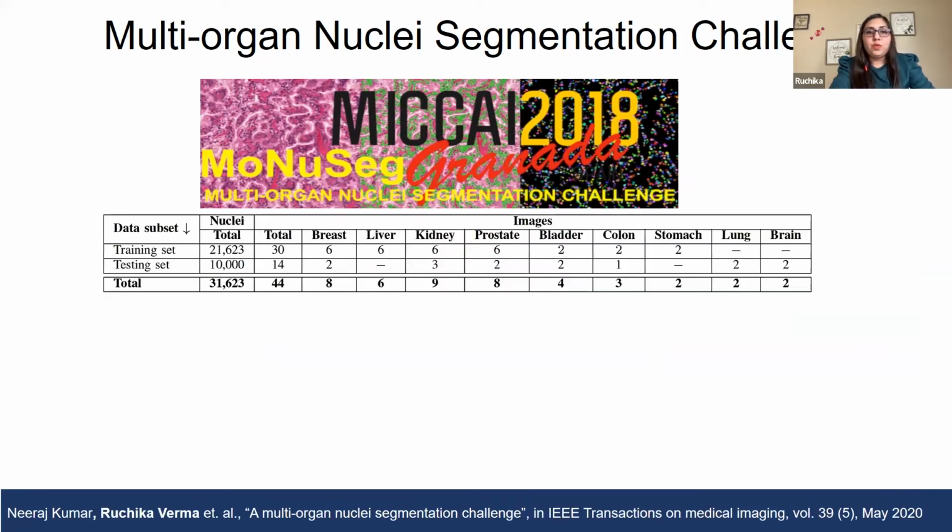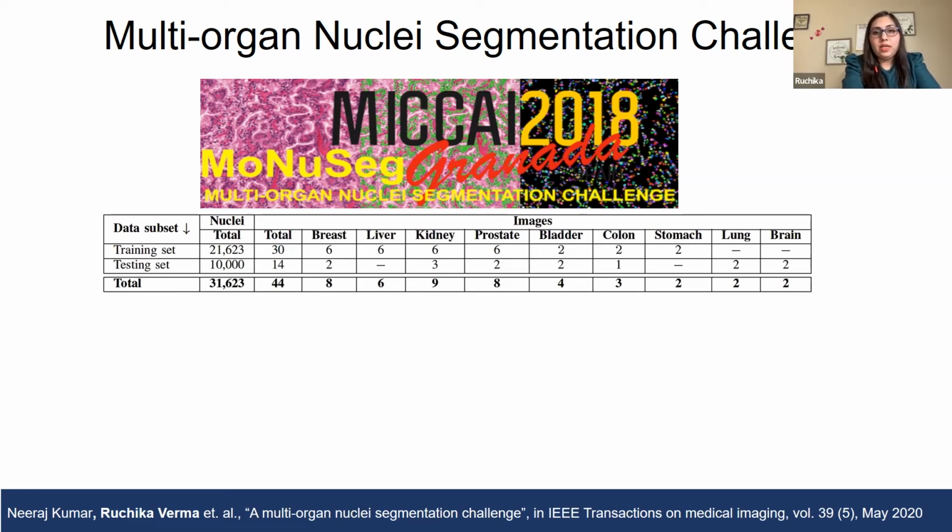The dataset which we created contained almost 31,000 nuclei annotations. As I mentioned earlier, we had almost 21,000 nuclei annotations, and in this work, we created an additional 10,000 nuclei boundary annotations, and we also included 2 additional organs. For example, lung and brain were included for testing the generalizability of our model.